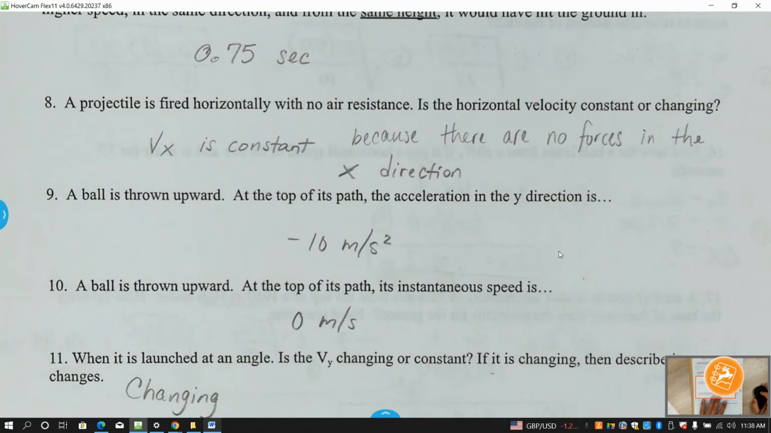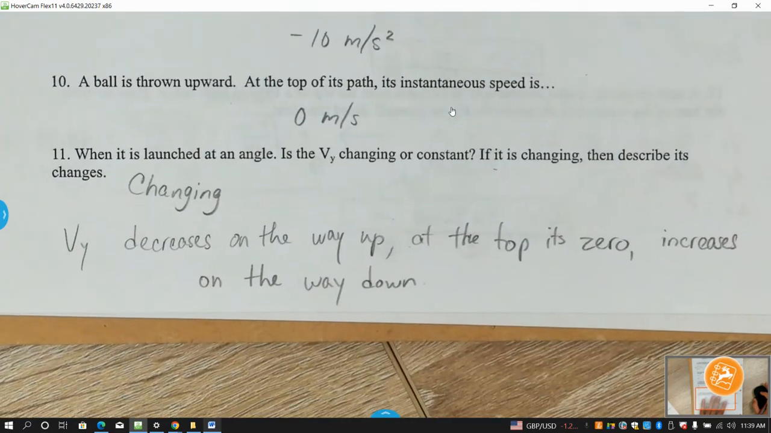Ball thrown straight up. At the top of the path, what is the acceleration in the y direction? -10 meters per second squared. Why? Because gravity doesn't just turn off. And again, we're talking about a snapshot in time here, one instant in time. At the top of that path, the vertical velocity would be 0 meters per second, not meters per second squared. You have to make sure you get the units correct. Meters per second squared deals with acceleration. Meters per second deals with our speed and velocities.